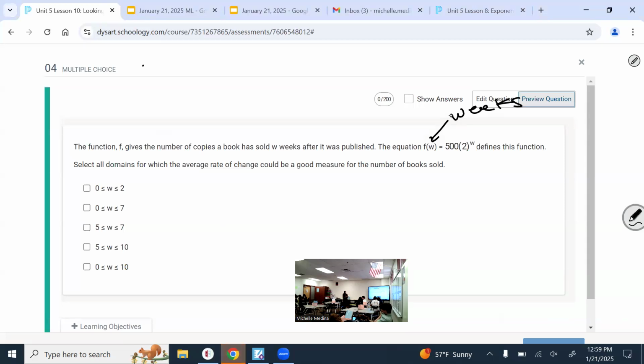So when we're saying from like 0 to 2, let's see this. And maybe 10. You could also type in this equation in Desmos, graph it, and take a look if you like. But it says, for which domains would the average rate of change be a good measure for the number of books sold?